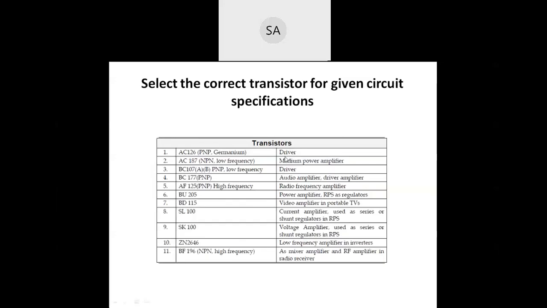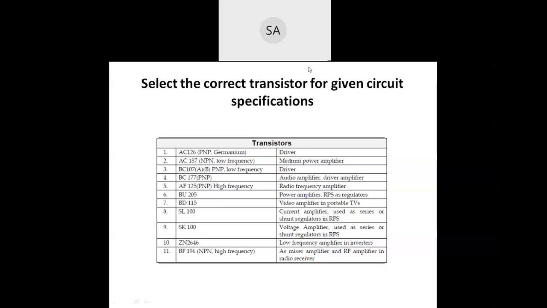So let's select the correct transistor for given circuit specifications. For which applications and which specifications we are using, we have to select the correct transistor for the given specification. The AC126 PNP germanium transistor we use for drivers, and the AC187 NPN low frequency transistor we will use for medium power amplification specifications.